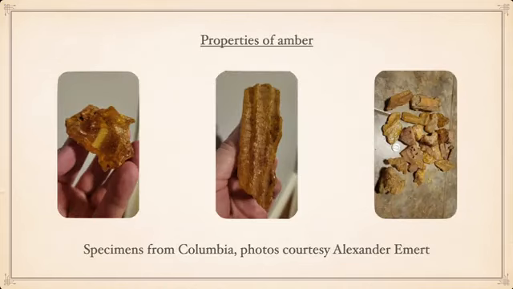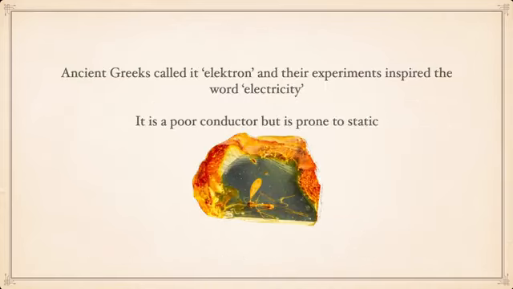Now, here is a little bit on some of the properties of amber, and to introduce this, here are some photos from our kind friend of the page, Alexander Emmert. So, thank you very much. Now, ancient Greeks called amber electron, and they did all these experiments on it because, oddly enough, it is a very poor conductor, but it's extremely prone to static electricity. Because of that phenomenon, amber is actually the origin of the word for electricity. That's how we came up with the word, because of the Greeks experimenting on it and calling it electron. So, there you go.